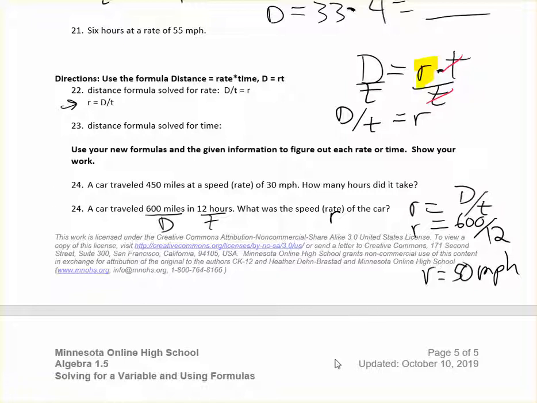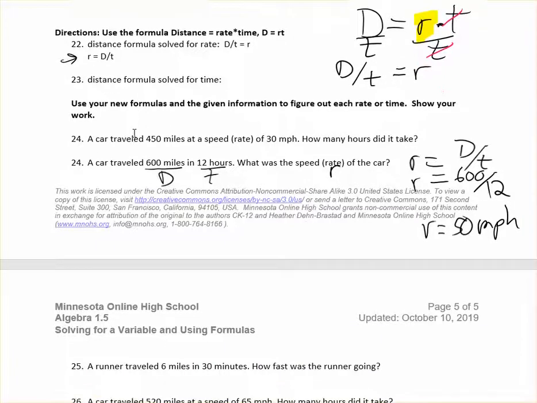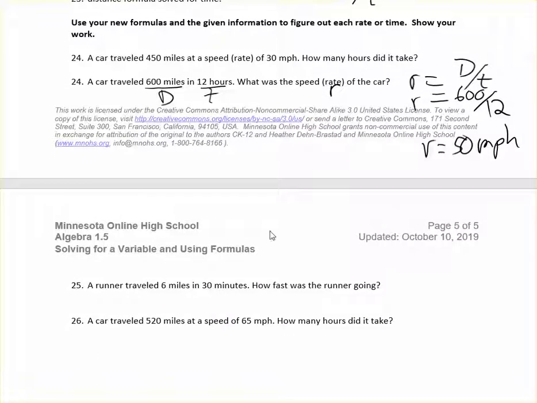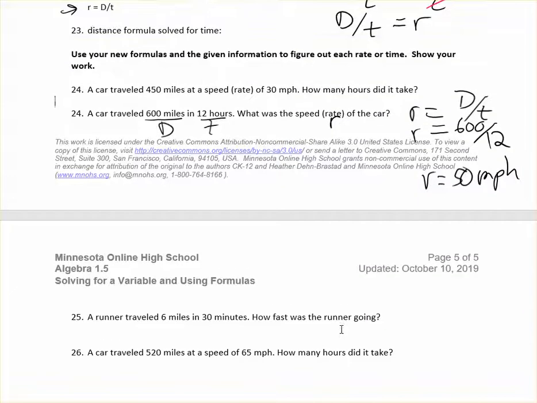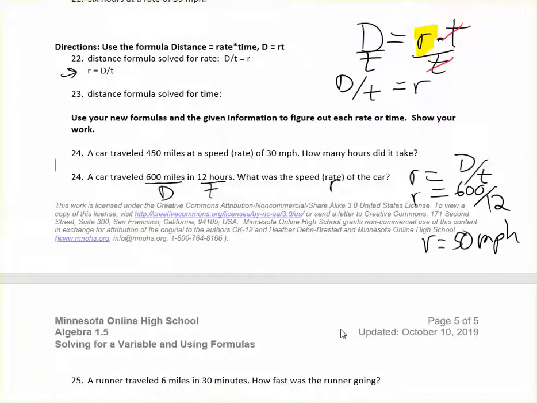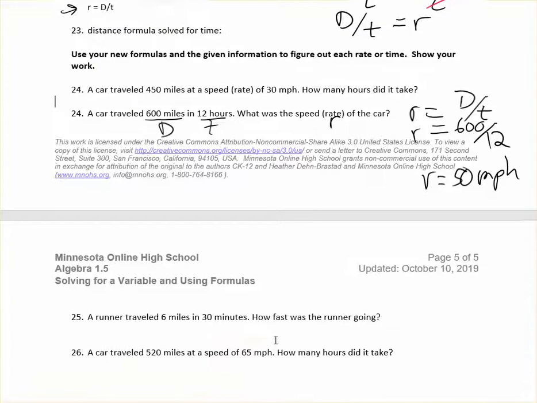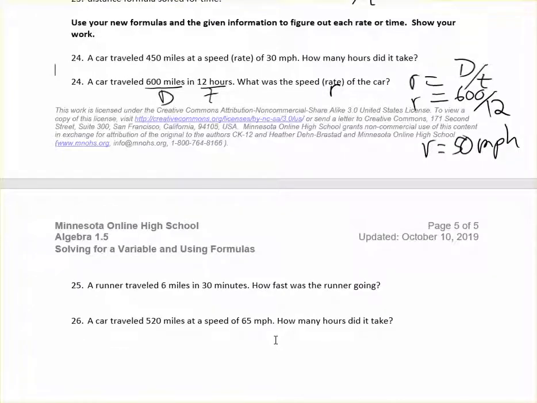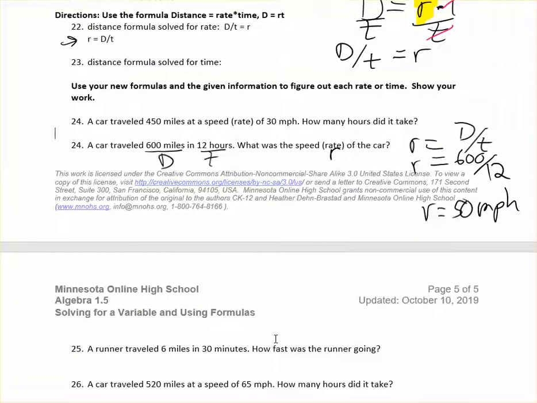And in 24, they're looking for the time, so you'll use your formula from number 23 after you redo that one. In 25, they're looking for the rate. In 26, they're looking for the time. So make sure you pick the correct formula, and then you will use the given information and solve for the unknown variable. If you have any questions, please let me know. Have a great day.